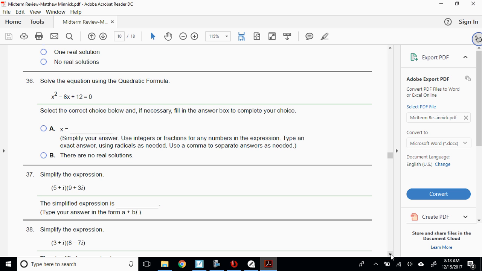36, it says solve with the quadratic formula. I broke the rules. I didn't solve this with the quadratic formula. Anybody know what I would have used? It's a lot easier. How about factoring? The answers are 2 and 6.